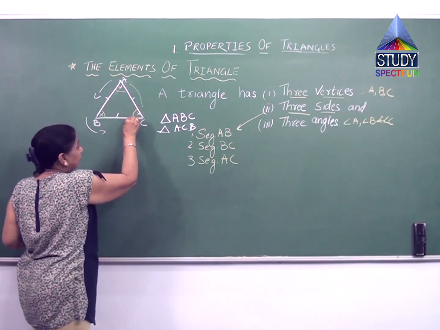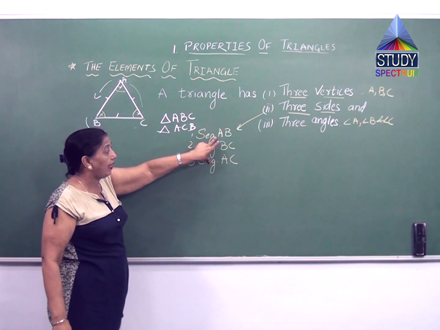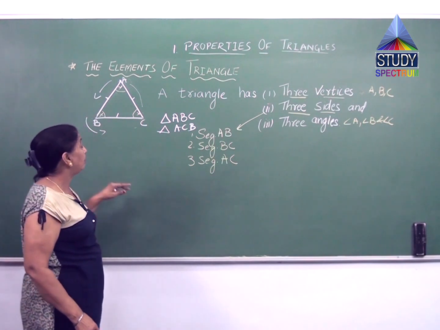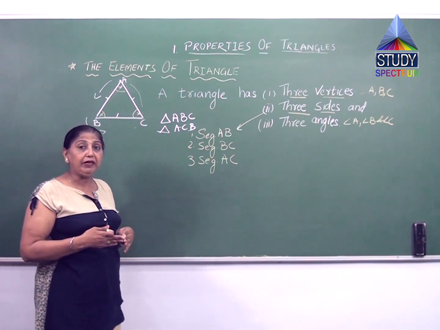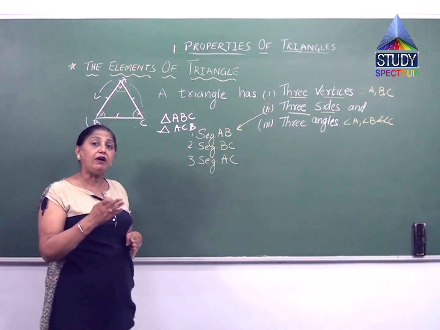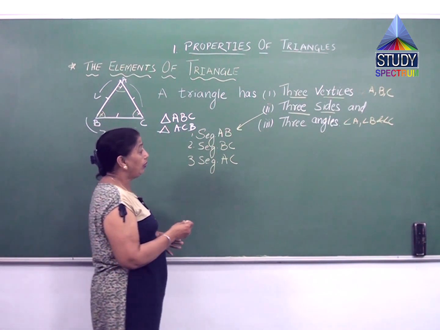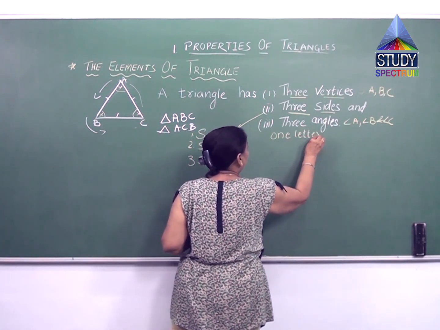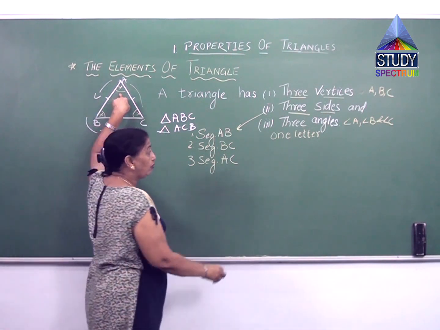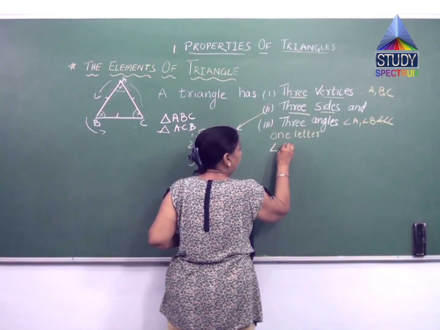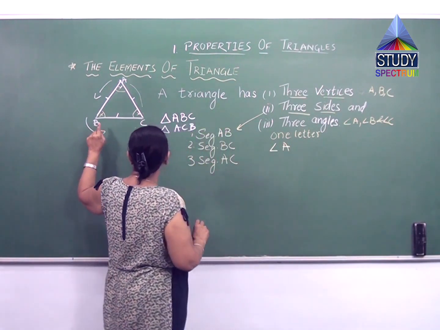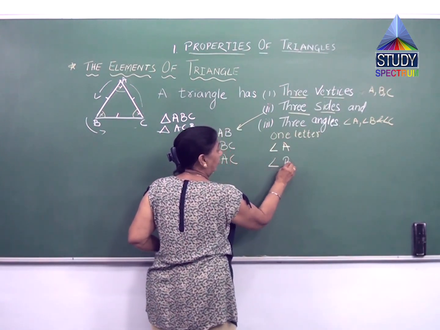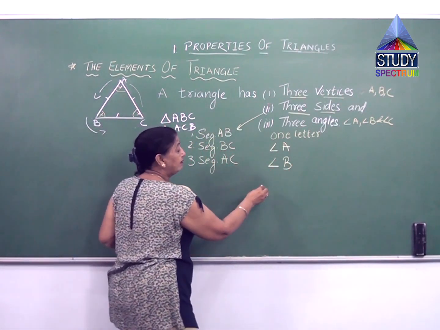Now in a triangle, you can see that sides can be written as segment AB, segment BC and segment AC. And angles, how can the angles be written? It can be written in 1-letter form or 3-letter form. Now I'll let you know the 1-letter form. 1-letter form means just the vertex where the angle is present. So I'll write angle A. So this is first. Now if I talk about this, this is angle B. And the third one is angle C.